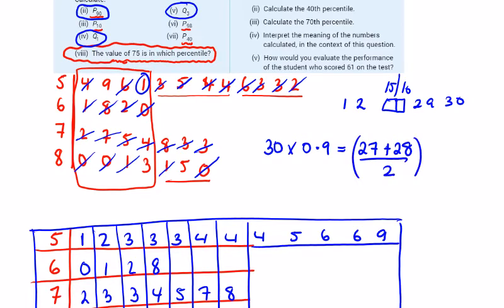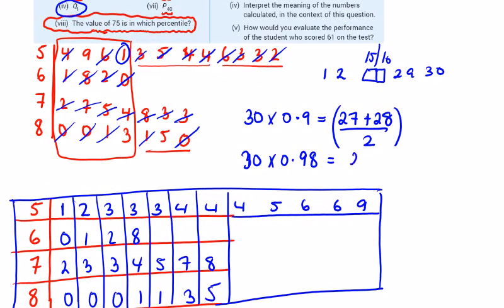If it's not a whole number, do we have one that's not in this case? We do. We have P98. So look for P98: 30 by 0.98 is going to give 29.4. So when it's not a whole number, we round up. So we take the 30th for this one.